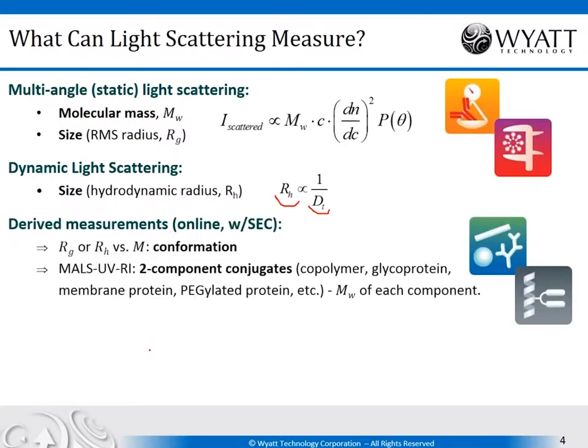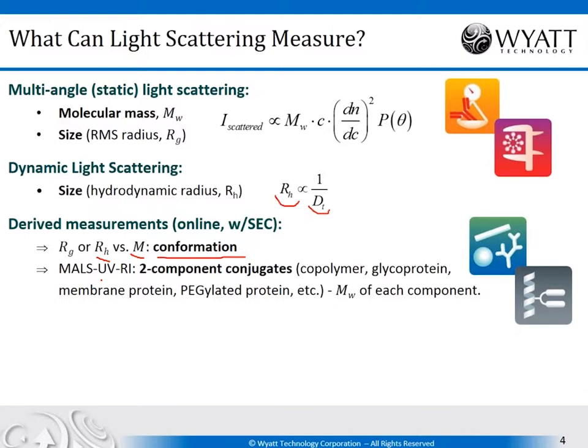There are also some derived measurements that we can determine by combining dynamic light scattering, multi-angle light scattering, and other information. So when we apply these techniques to size exclusion chromatography, we can actually characterize each of the components that elutes from the column. And by combining the information on size and molecular weight, we can learn something about the conformation of the molecules.